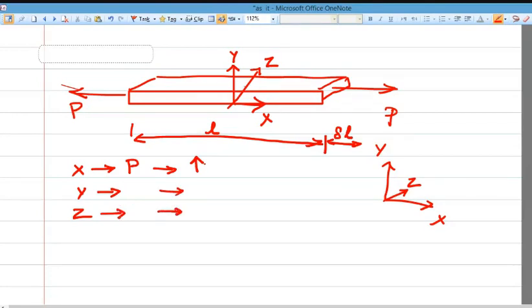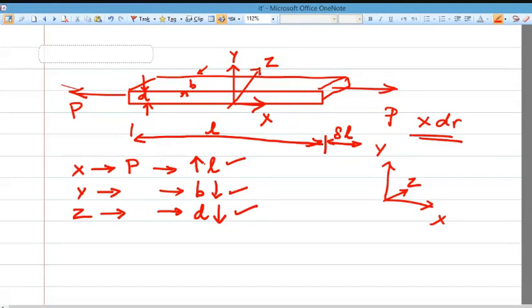In the Y direction and Z direction, due to the application of this force, what happens? What happens is this dimension. Suppose you take this dimension as B and this as D. So the value of B decreases and value of D decreases. So in which direction you are applying the tensile force, the length increases, and in the directions perpendicular to the direction of applied force, that is in the Y direction and Z direction, the dimension of the body will be decreasing. So I'm applying the force P in the X direction.